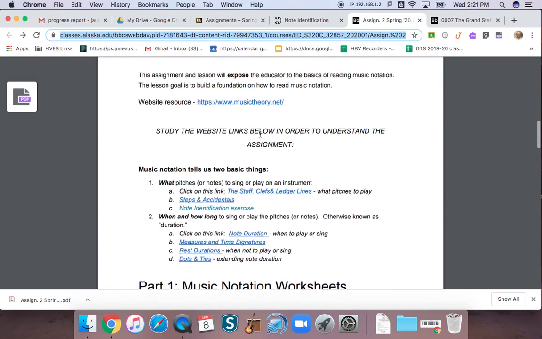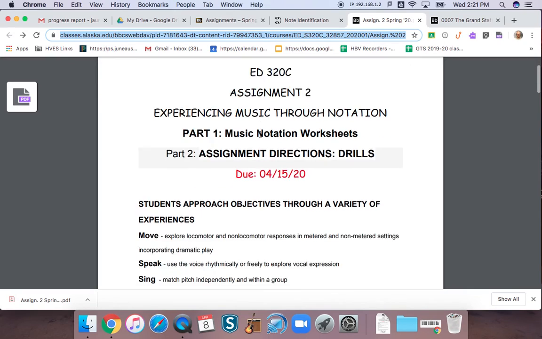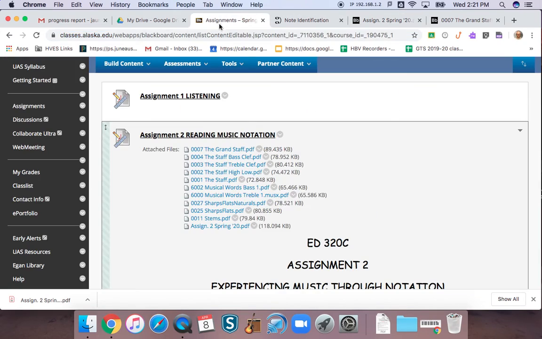Good. Okay, and then the other thing is the worksheets. You're going to download these worksheets, and then you're going to fill them out, and then you're going to submit them back to me. So take a picture of them, or PDF them, or scan them, whatever you've got to do, just as long as I can grade them.